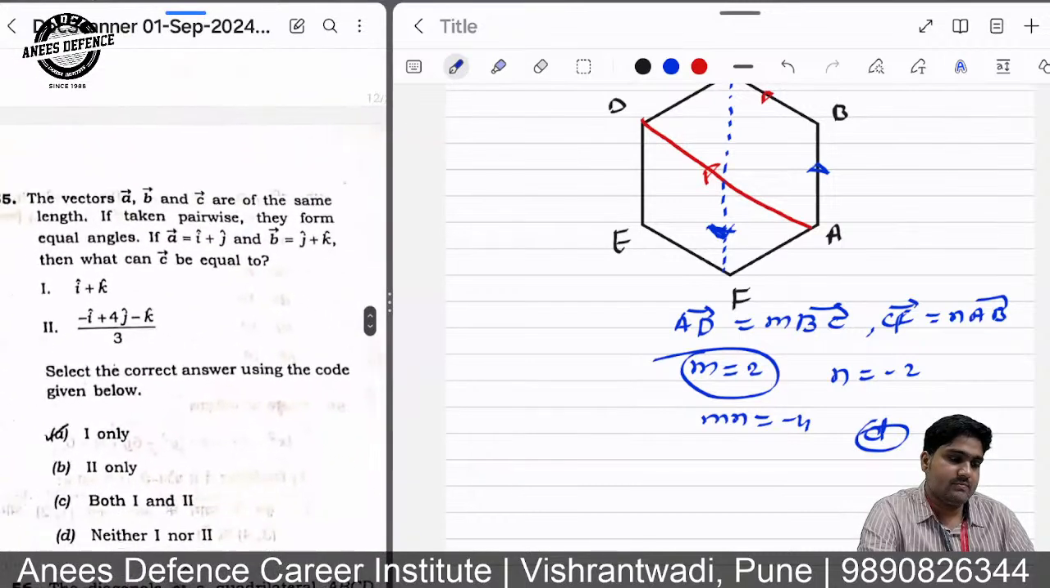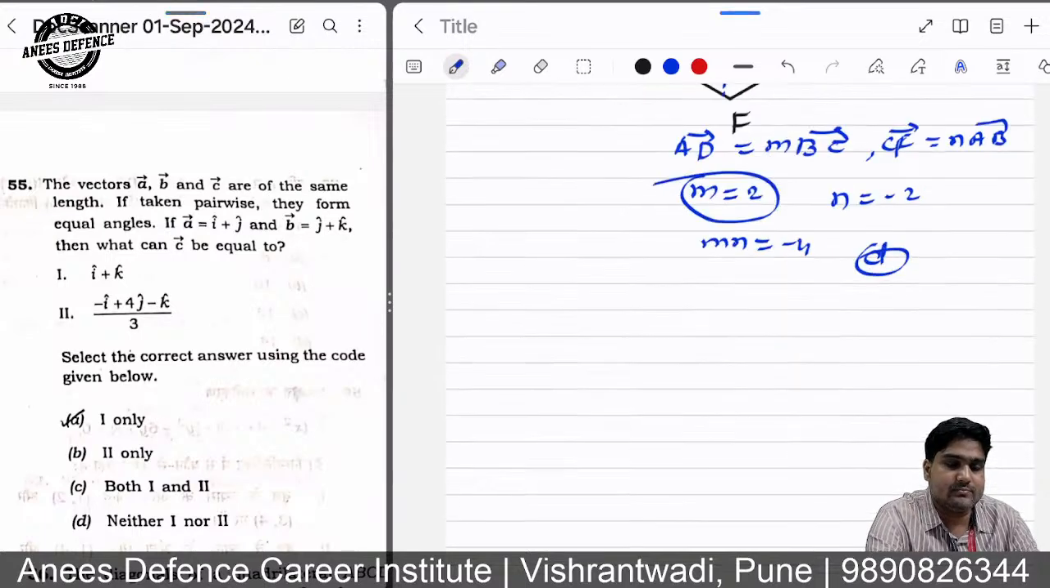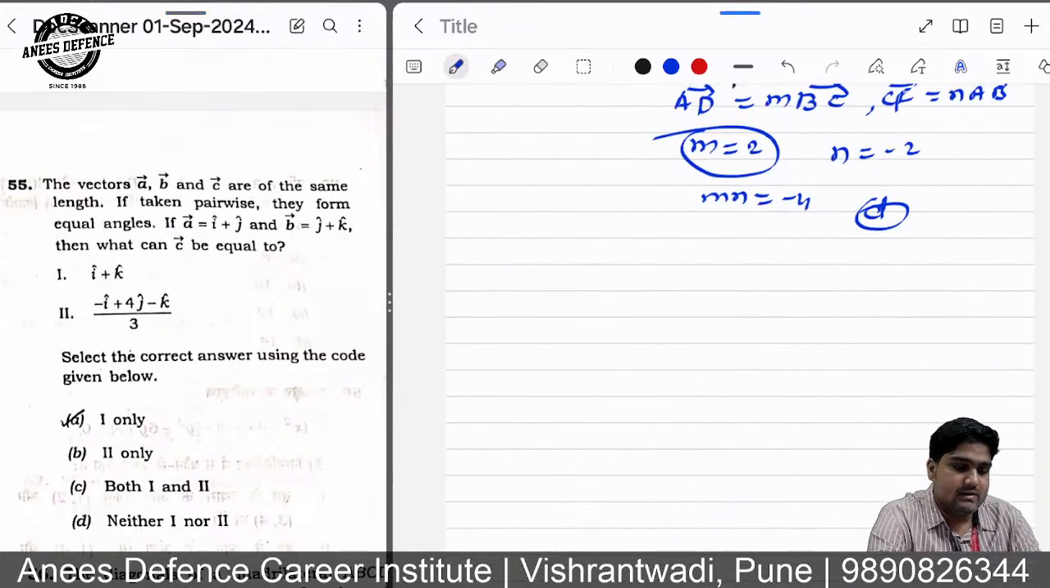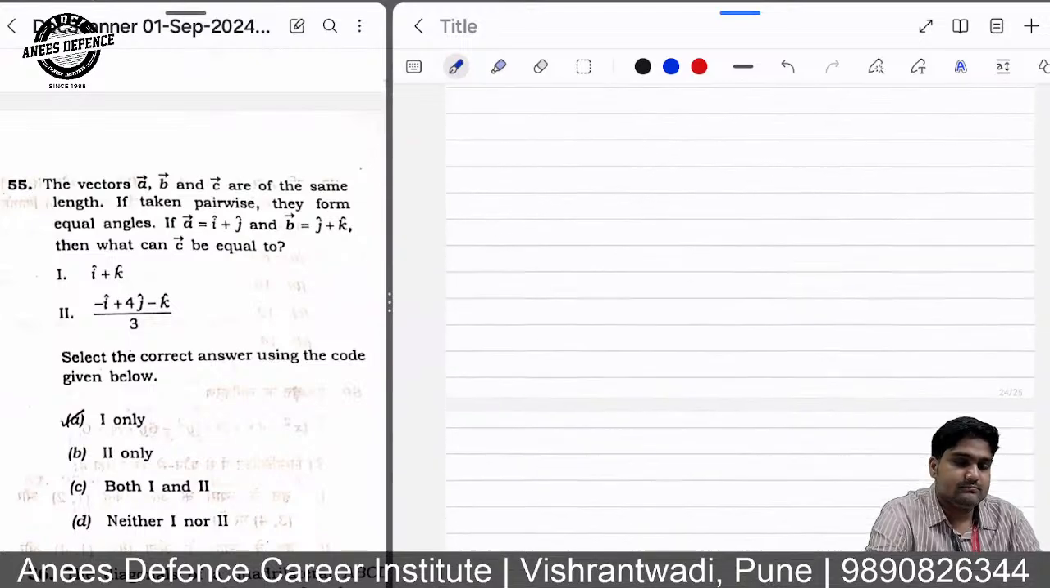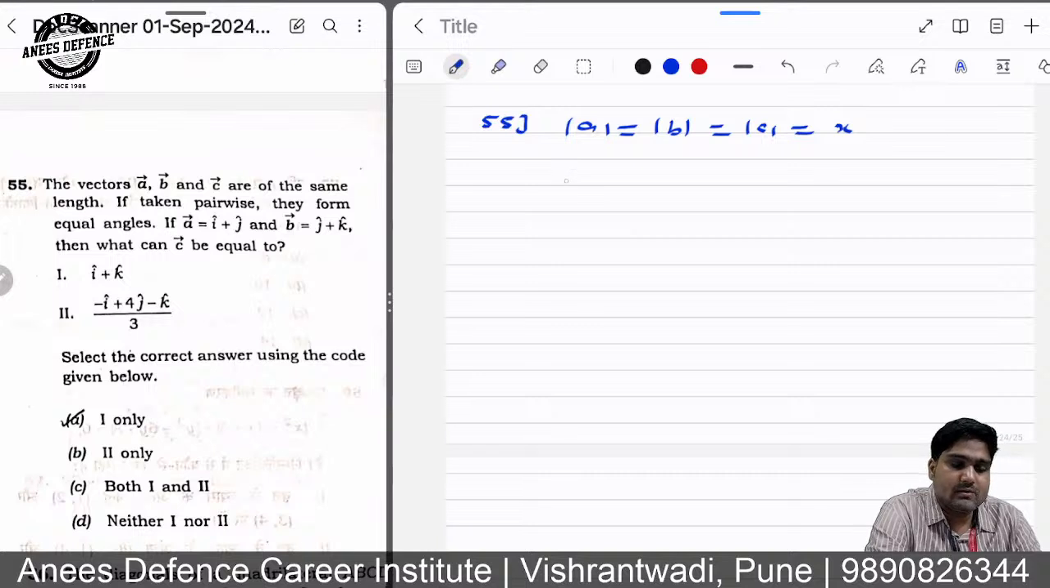Next question is 55. In this question, A, B, C are of the same length, which means the magnitudes of the three vectors are equal. The magnitude of A, magnitude of B and magnitude of C are equal, considered as X. If taken pairwise, they form equal angles. That means the angle between A and B is alpha, B and C is beta, and A and C is gamma. So all three are the same.